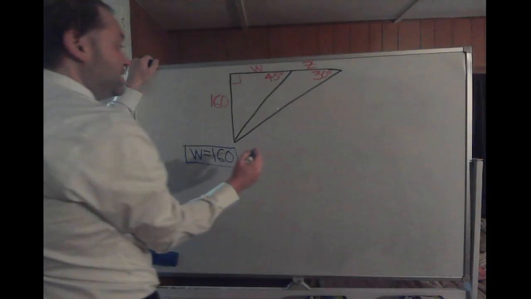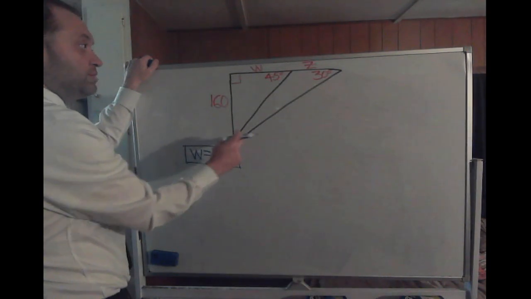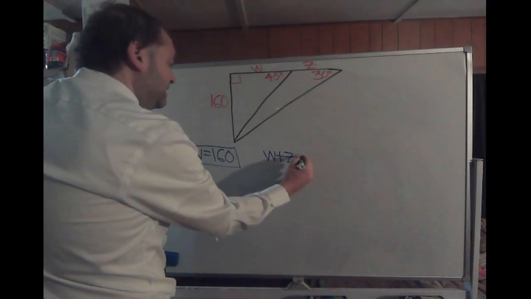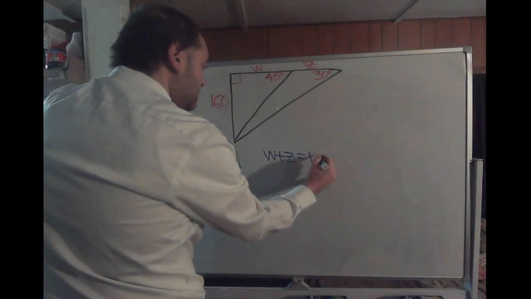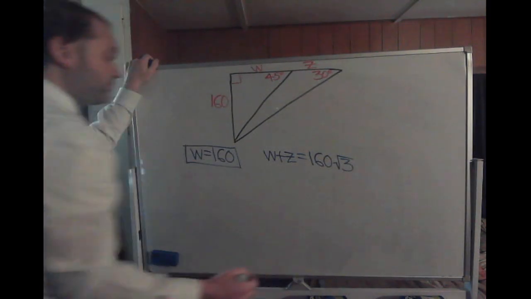So the shorter leg is 160. That means this whole angle here would be 60. So W plus Z is the longer leg. That's going to be equal to the length of the shorter leg times the square root of 3.